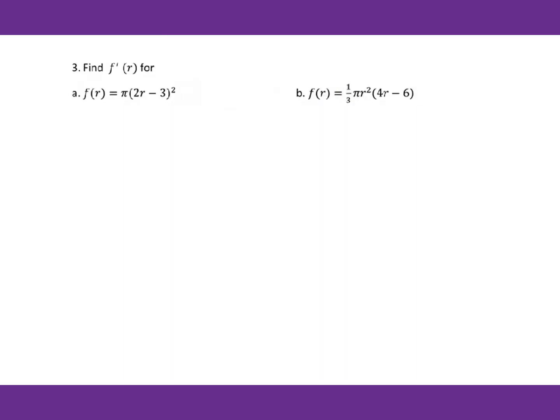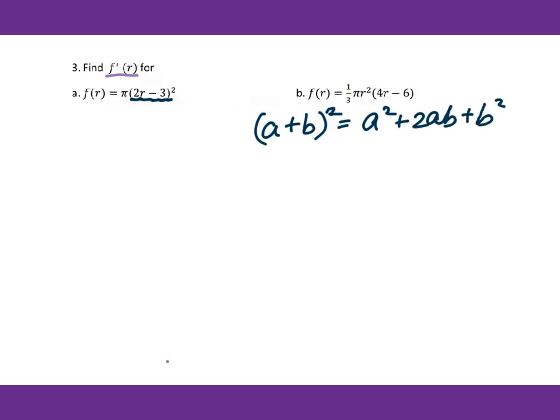Now let's go to number 3. We want to get the derivative of f of r. First of all, we will work on 2r minus 3 squared first. Here's the formula. a plus b squared equals a squared plus 2ab plus b squared. Or you can work with the FOIL. You will get the same answer.